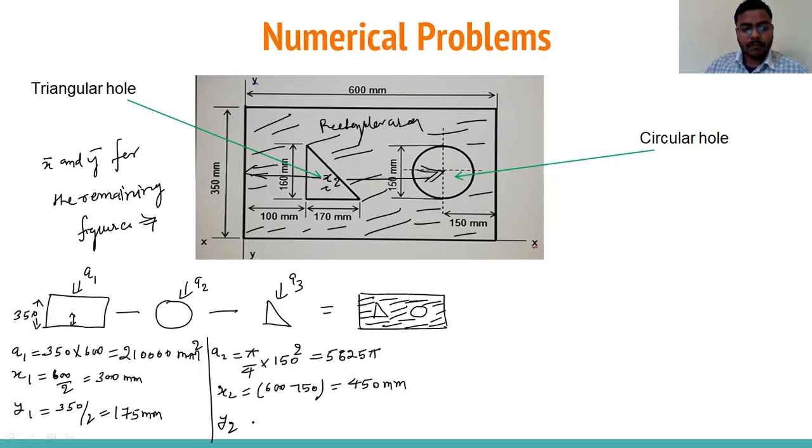Now y2. What will be the y2? This centroid is here, so y2 will be measured from the x-axis. This circle is placed at the center, so the total is 350, and the center would be 350 divided by 2. It will come 175 mm.